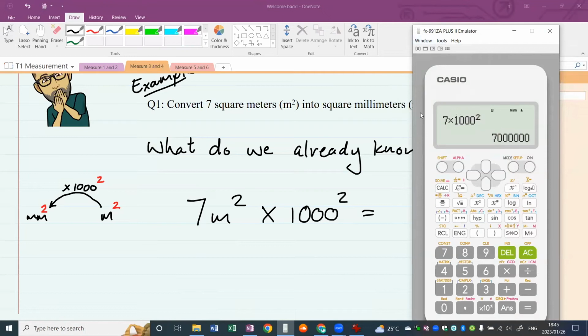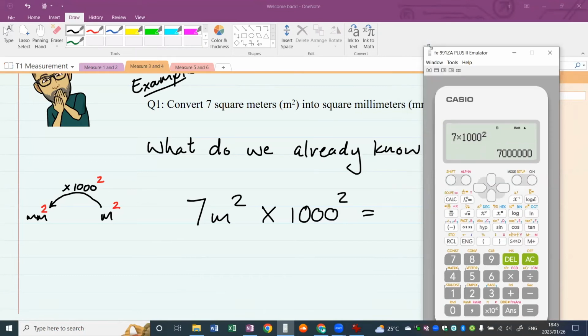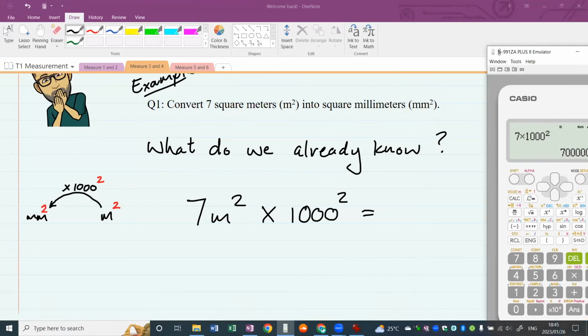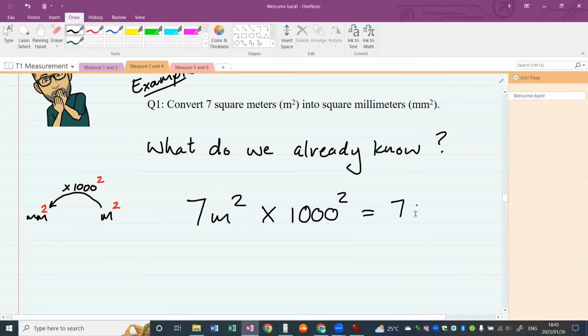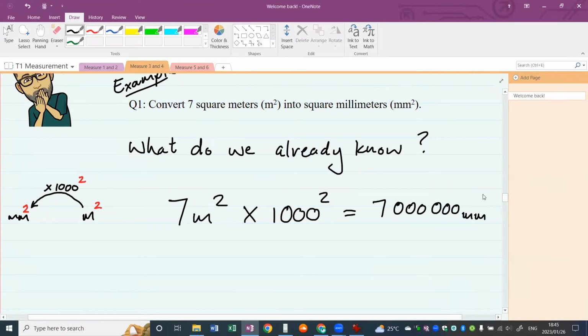Oh my gosh, it's huge. Yes, it is huge. We're timesing by 1,000 squared, which is massive. So yes, it is supposed to be big. Don't be surprised when you see a very big number there. When you start squaring numbers, they get very, very big. So the answer is 7 million square millimeters. So how do we go from meters squared to millimeters squared? We have to times by 1,000 squared.